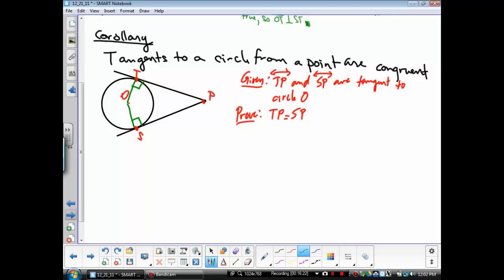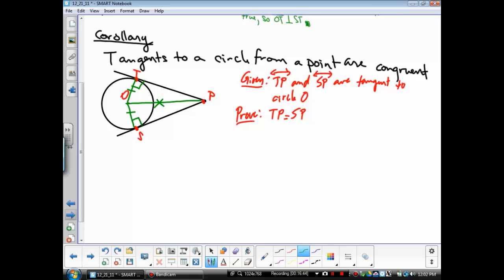Now, when I draw from O to P, I am forming two triangles. Are these two triangles going to be congruent is the question. They share a side OP. What else is the same in both triangles? The radii are the same and the angles are the same.